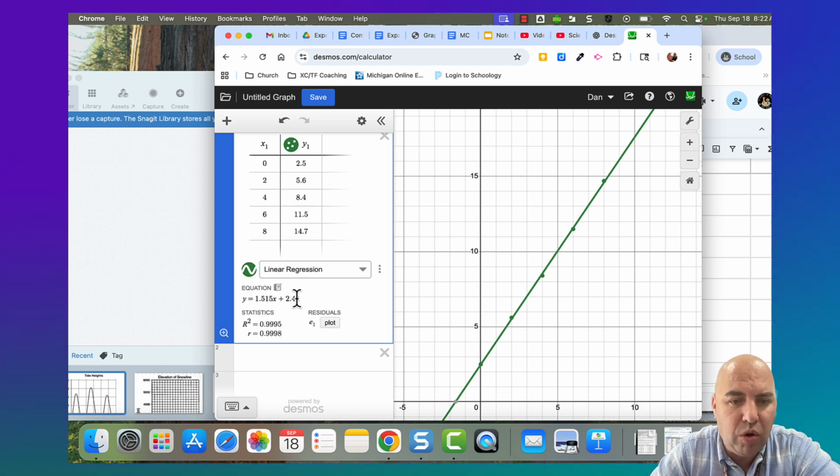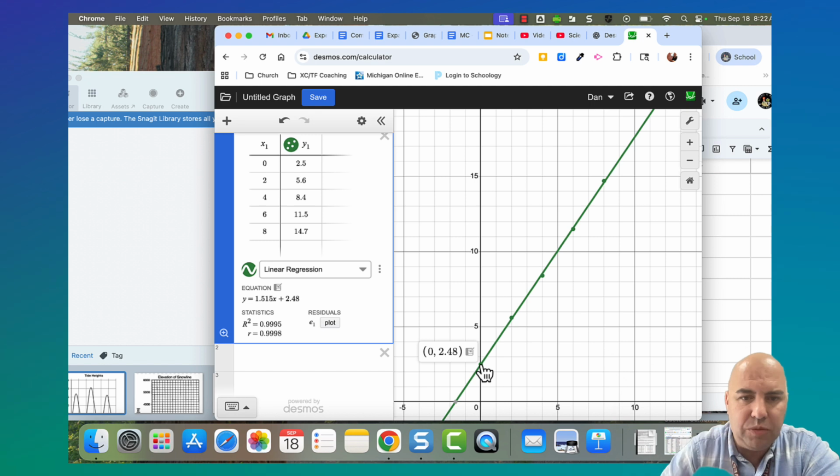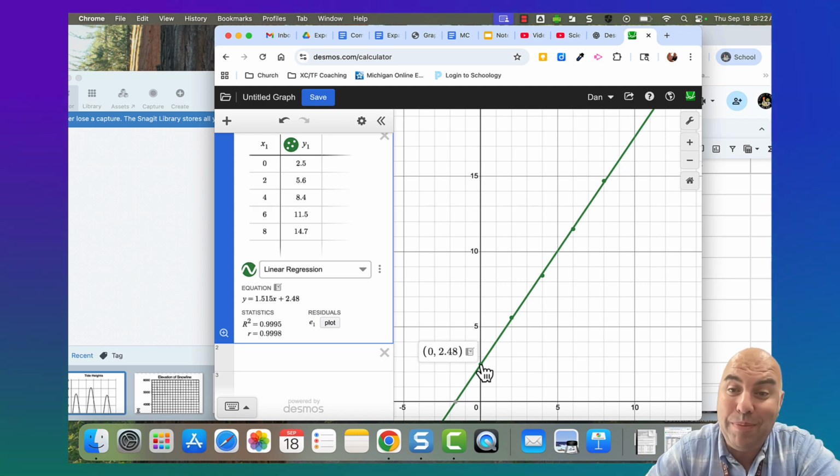Well, what is that 2.48? That 2.48 is the y-intercept, which means that at time equals 0, this person is starting 2.48 meters in front of this position. Anyways, long story short, you have multiple ways to find this regression line or line of best fit, but this one happens to be a lot easier.